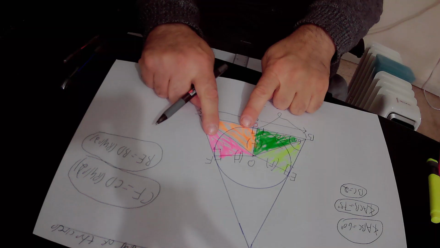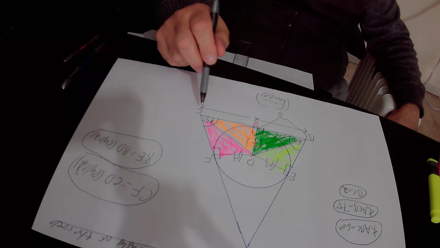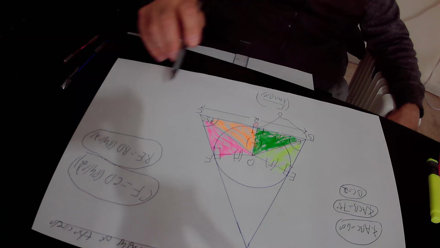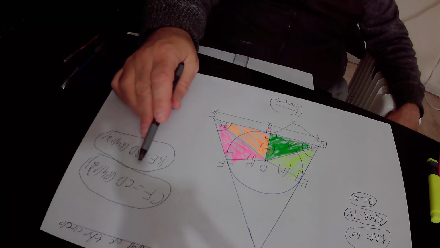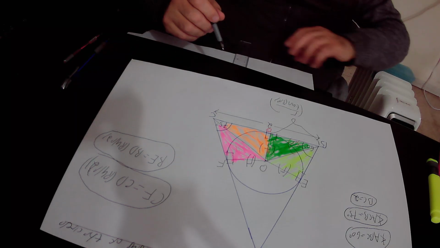So why can those two triangles coincide with each other? First of all, CD equals CF. Here, CD equals CF according to rule number 2.